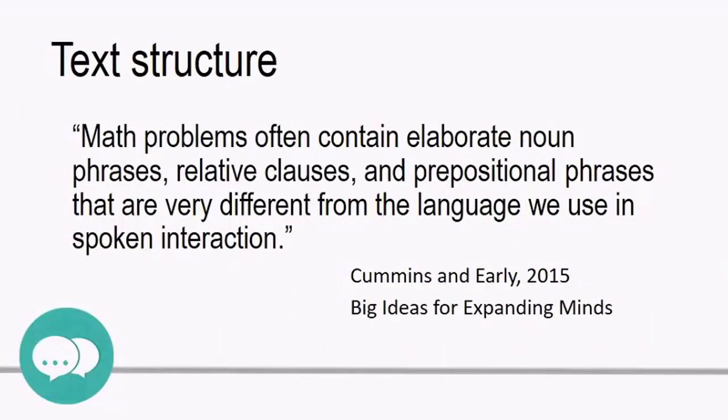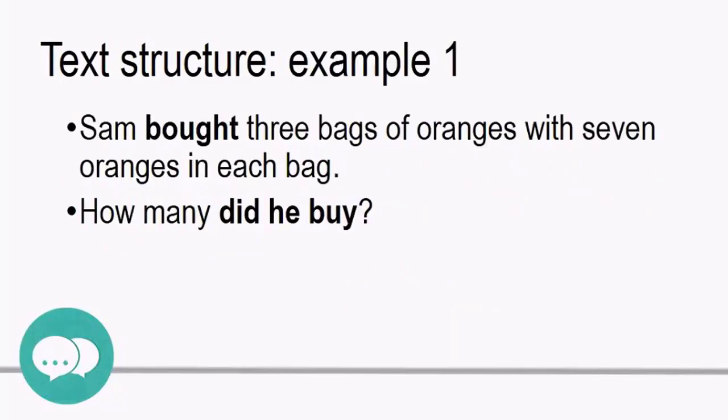Just wanted to give you an example of some of the text structures that might be difficult for kids. After the webinar, I'm going to send you a chapter from this book, Big Ideas for Expanding Minds, and it talks all about math instruction. But one of the things they talk about is the grammar, so noun phrases, relative clauses, prepositional phrases, and it's a very academic language. We don't talk that way for the most part, so it's very formal language that we use in math. So to give you just a little bit of an example, and these are from that chapter.